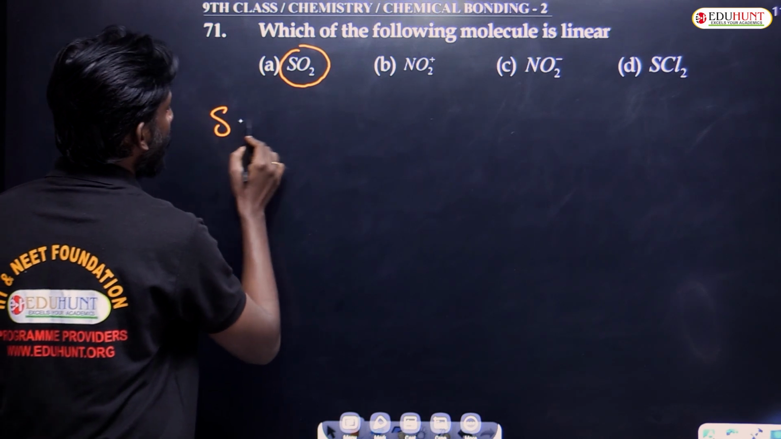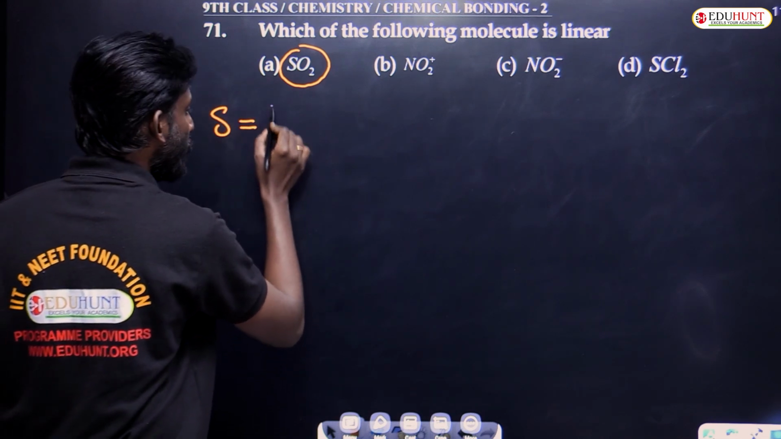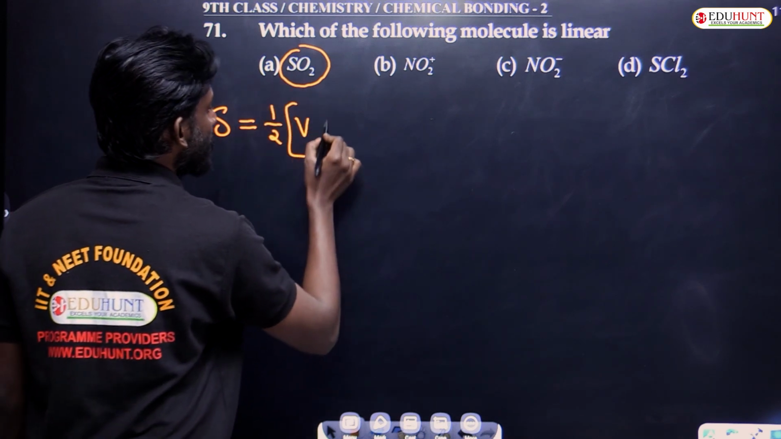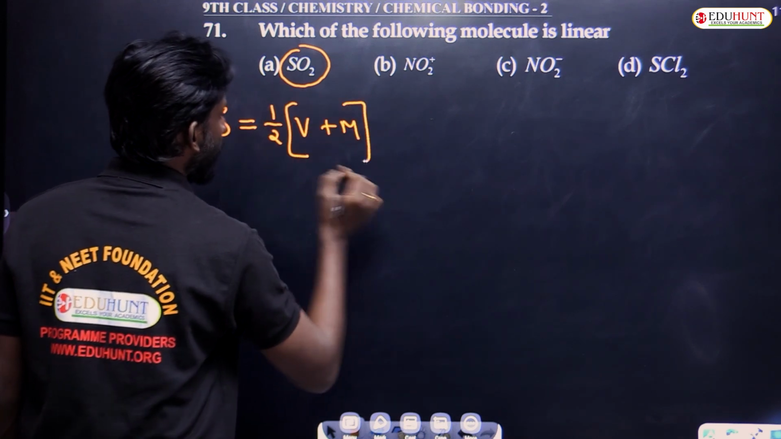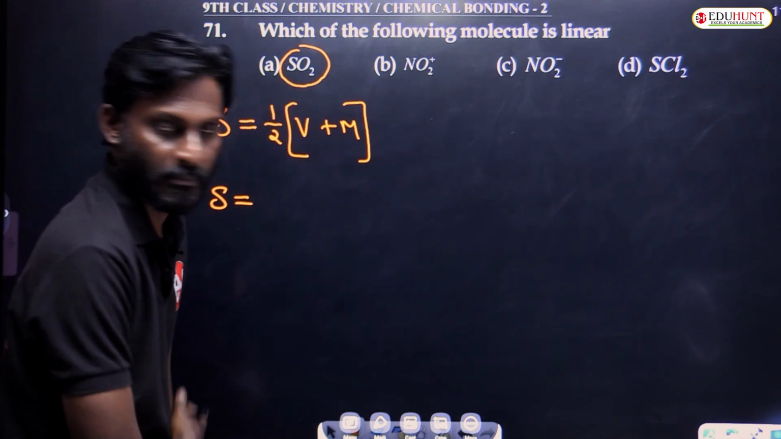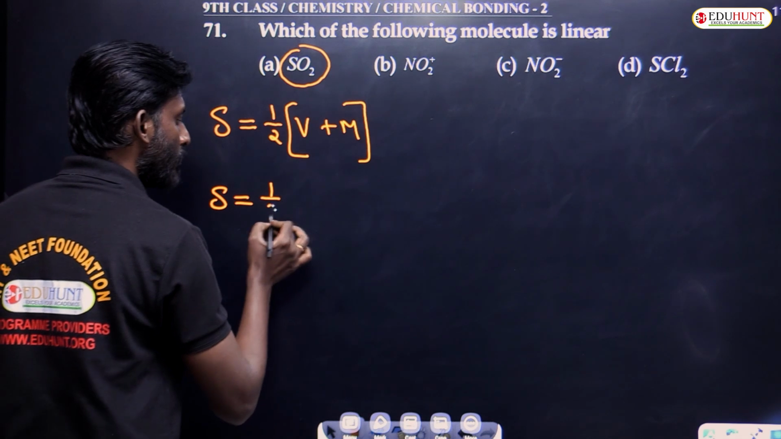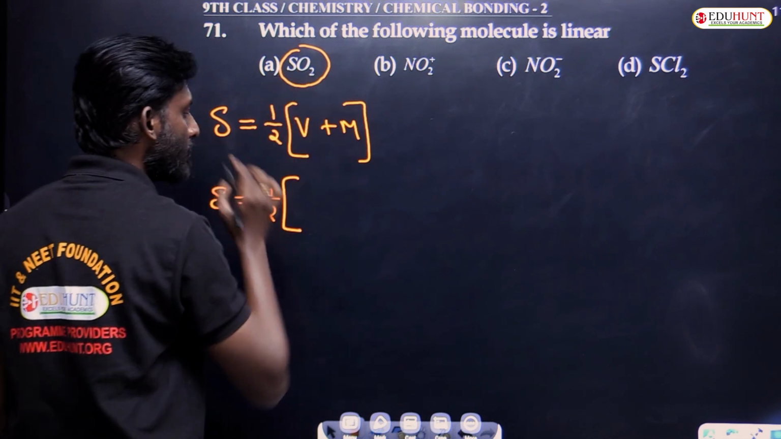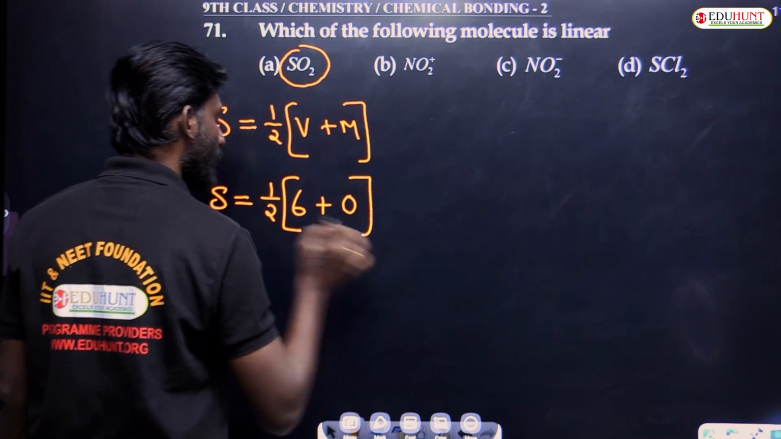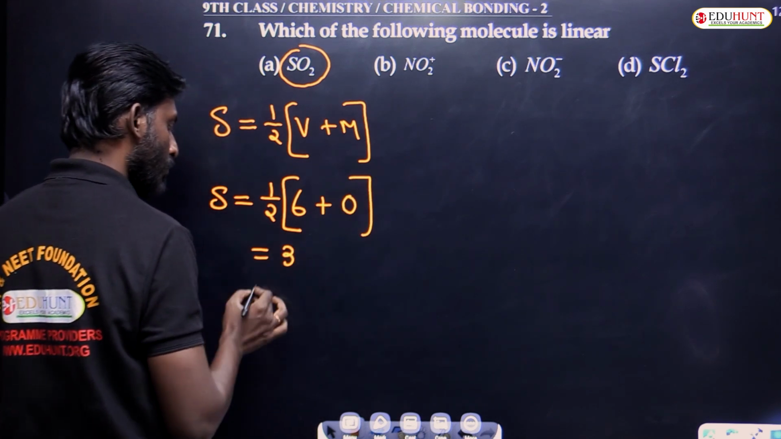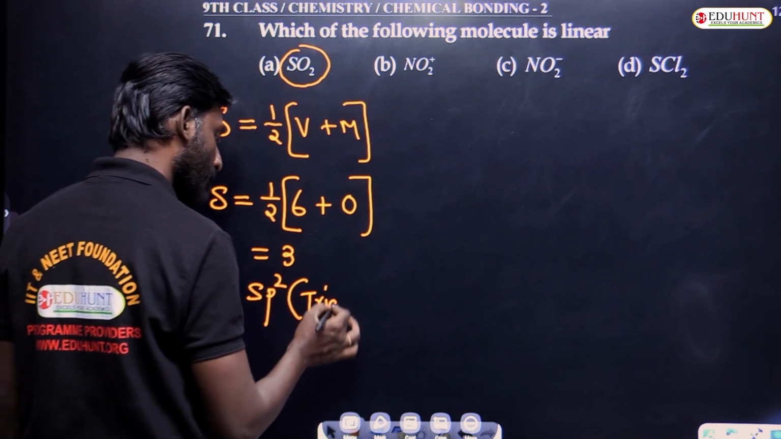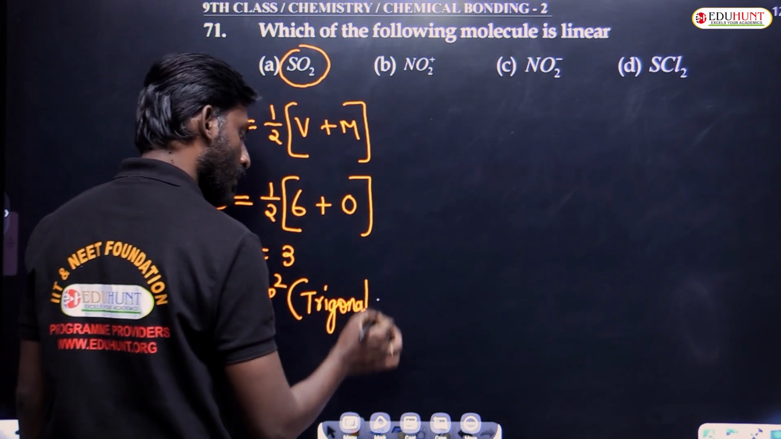For a neutral molecule, the formula is S equals 1 by 2 times the number of valence electrons plus monovalent atoms, right? Now calculate the S value for SO2. S is the steric number. 1 by 2 times the number of valence electrons in sulfur, which is 6, plus monovalent atoms, which are 0. So that comes to be 3. So sp2 hybridization. So sp2 means trigonal planar.